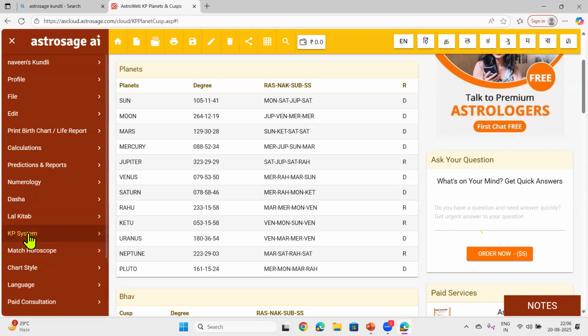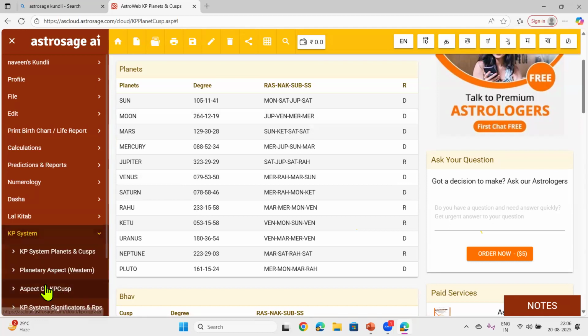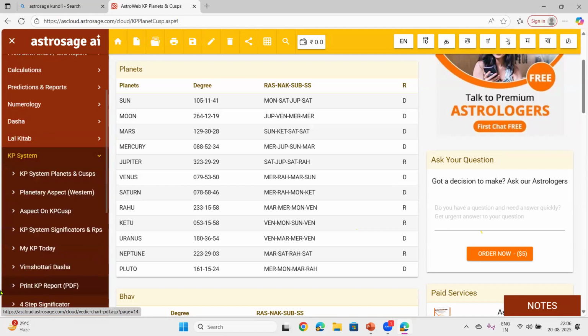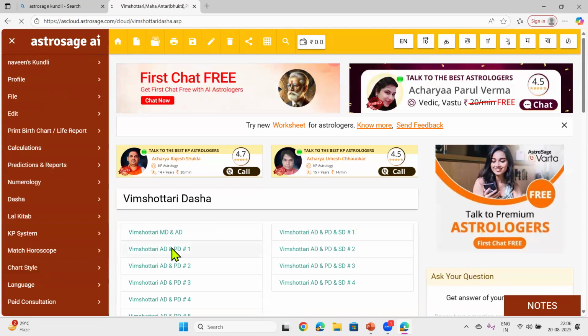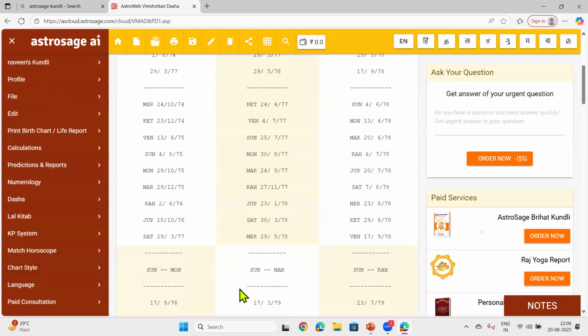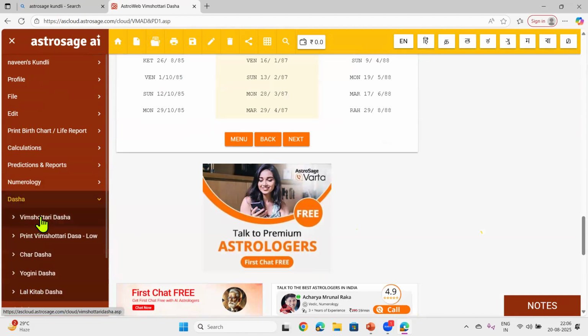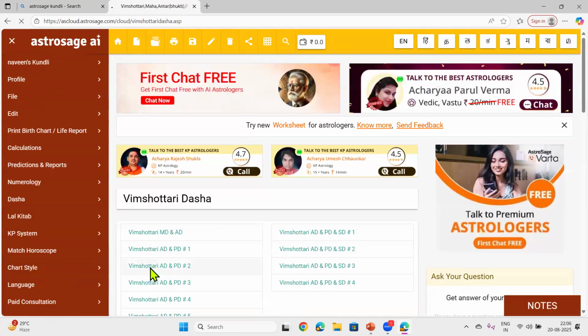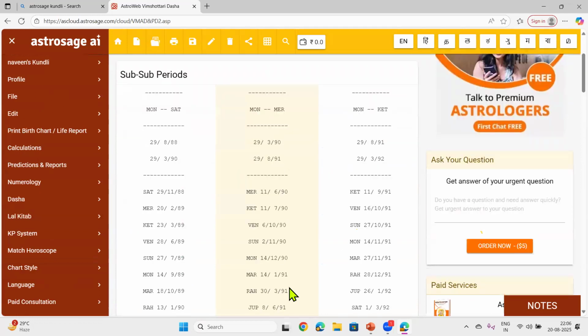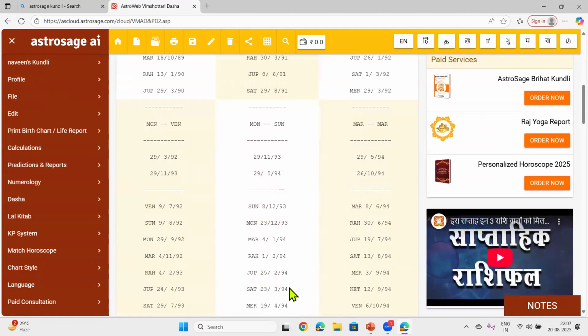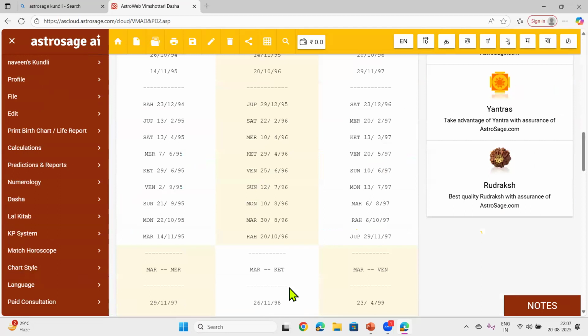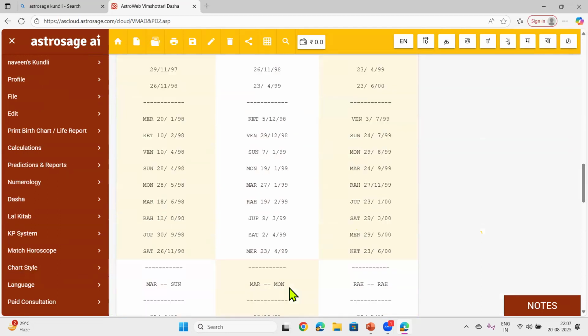So now go to the Dasa chart. Now I have to click on the Vimshottari Dasa. It was July, right, ma'am? Yes, in 2025. July 2025.